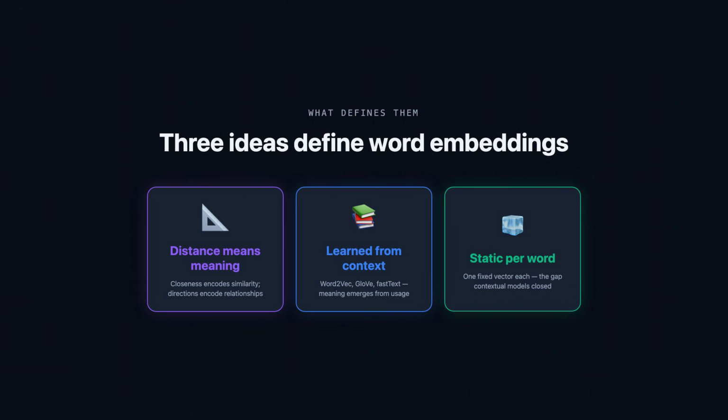And a classic embedding is static, which is its key limitation. Each word gets exactly one fixed vector no matter the sentence, so bank by a river and bank with money collapse into a single blended point. That is precisely the gap contextual models like BERT later closed.